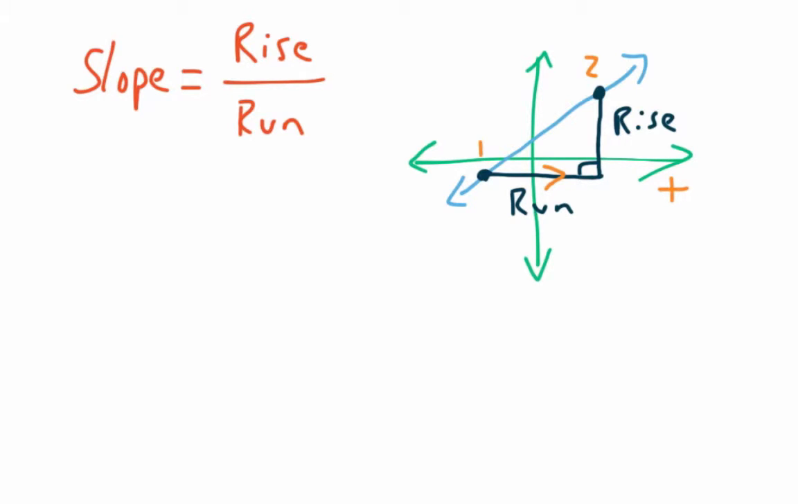I probably should have started with a rise. But then I have to go up to get to point number 2, which would be positive on the y-axis. So essentially you have a positive for the rise over a positive for the run, so you get a positive slope.